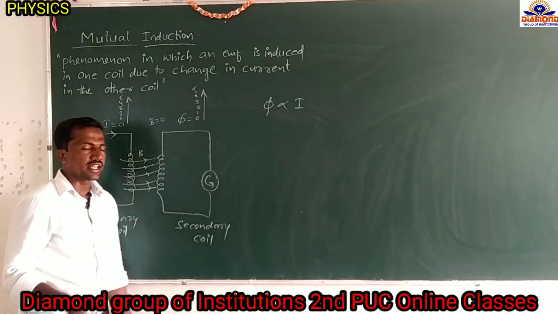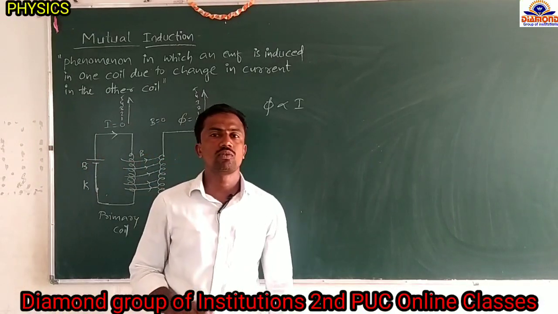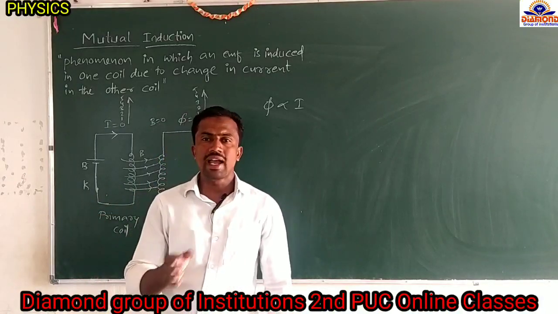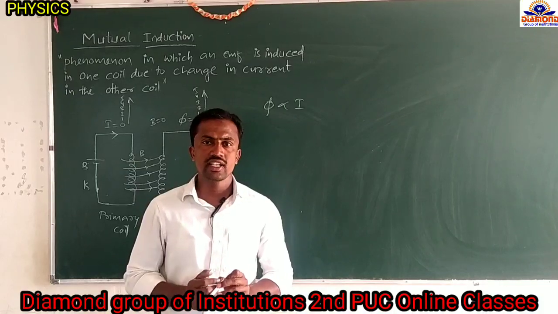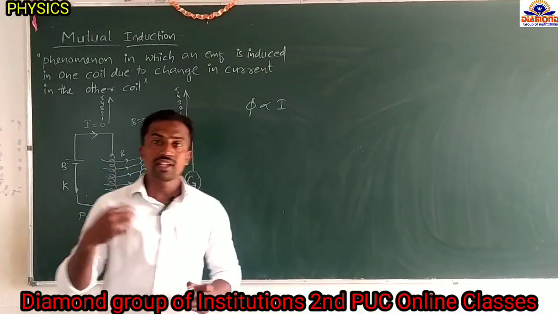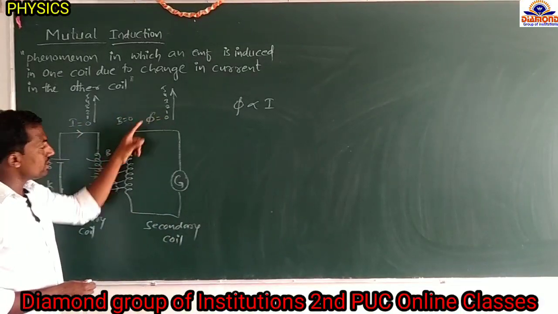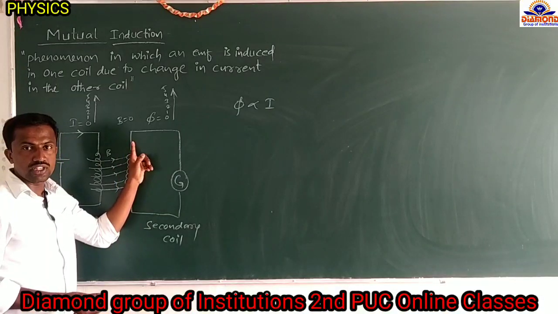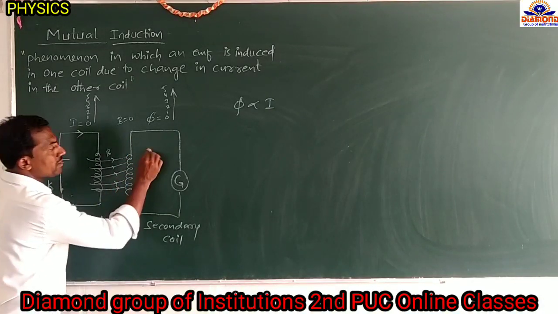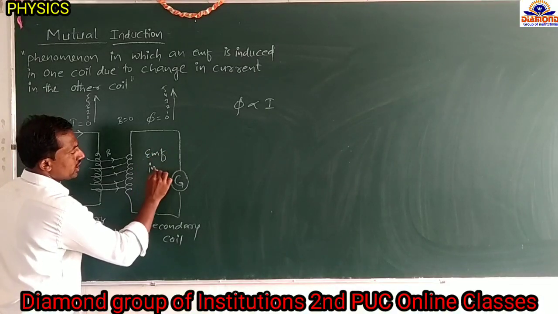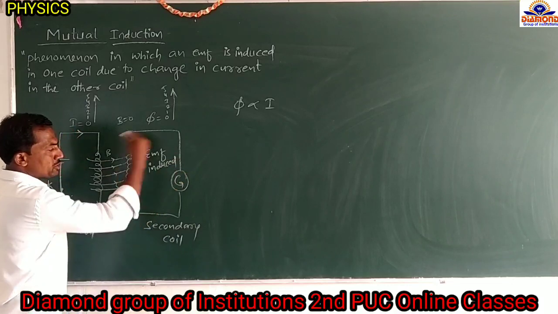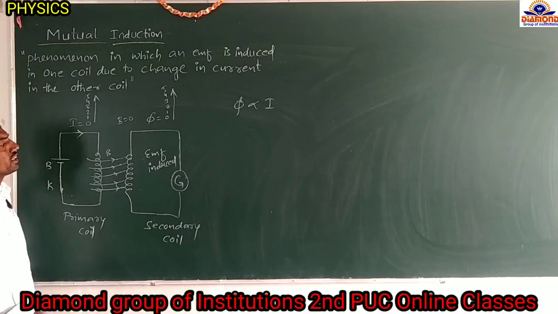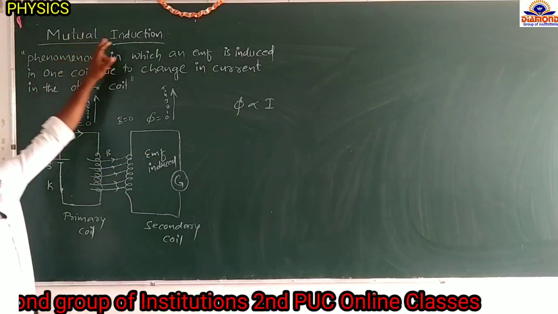What is the statement of Faraday's first law? Whenever there is a change in magnetic flux linked with a circuit, EMF is induced. जब भी magnetic flux circuit में change हो रहा, then EMF is induced. मतलब इसमें EMF develop हो रहा. This is the condition, and this phenomenon is called mutual induction.